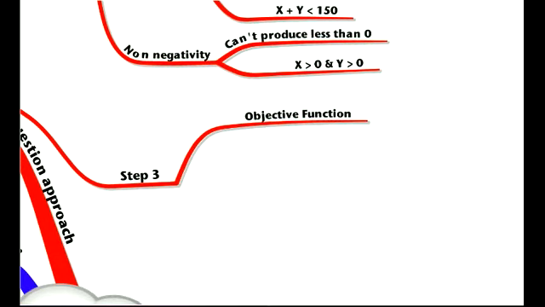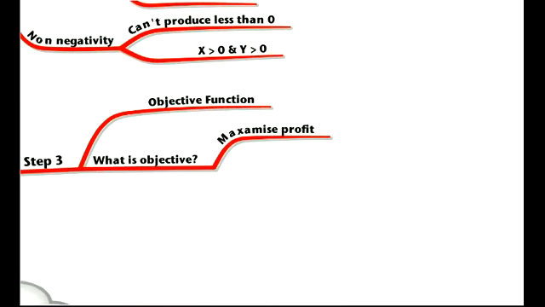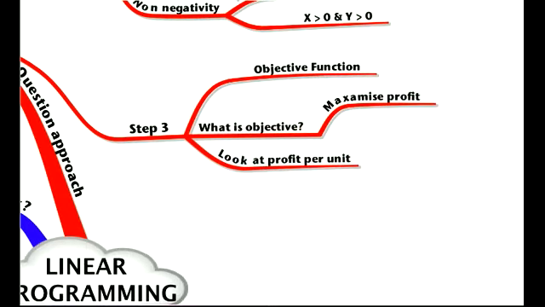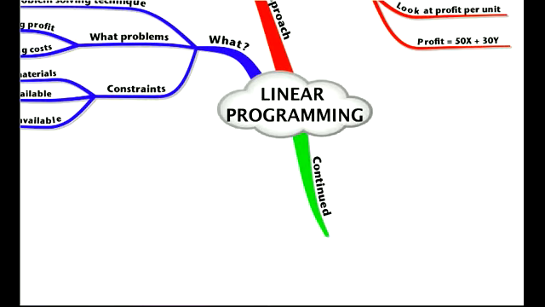Step three, you need to establish your objective function. So what is your objective? In this case, our objective is to maximize profit. We want to maximize the profit that we can generate. Okay, so you need to look at the profit per unit and set it out like this. The profit will equal 50x plus 30y. So we can make $50 per designer shoe set and we can make $30 per set of trainers. Okay, so that's our objective function.